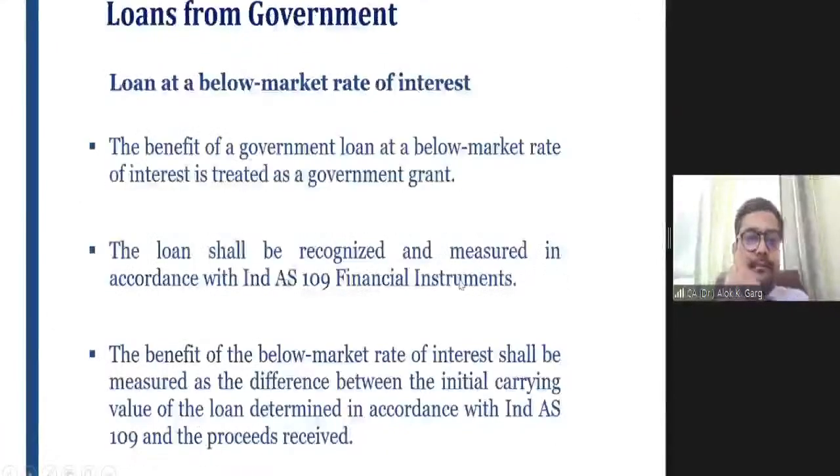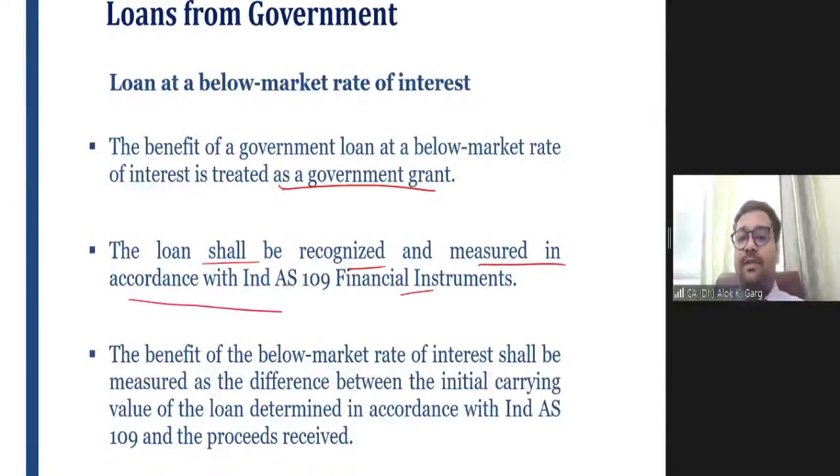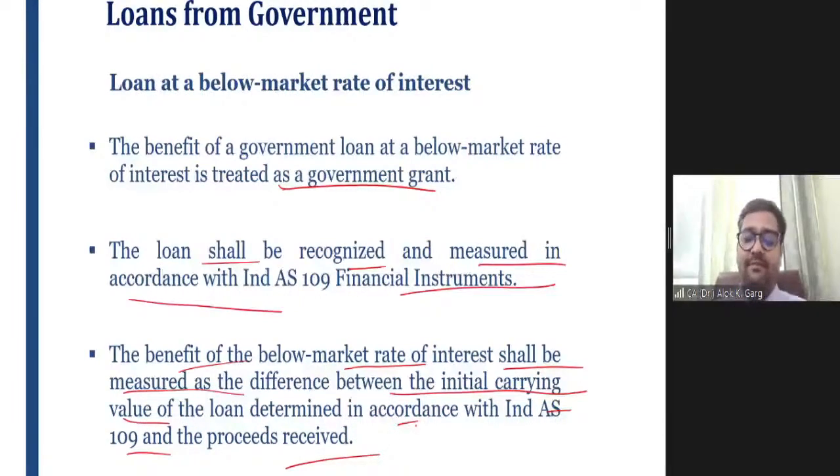So the benefit of a government loan at a below-market rate of interest is treated as a government grant. The loan shall be recognized and measured in accordance with Ind AS 109. The benefit of the below-market rate of interest shall be measured as the difference between the initial carrying value of the loan determined in accordance with Ind AS 109 and the proceeds received. So we have done a practical case study on this. Clear, guys?